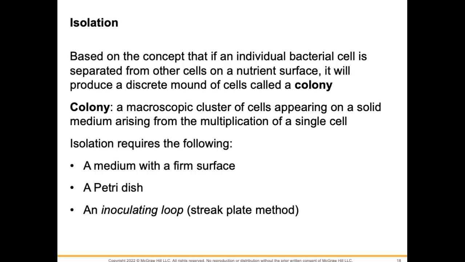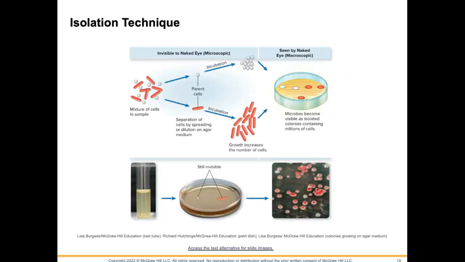What does it require? Isolation requires a medium with a firm surface, a petri dish, and an inoculating loop, which is a little metal wire with a little loop on the end. So this is just showing we have a mixture sample of cells. We culture the plate and you can see individual colonies of both types.